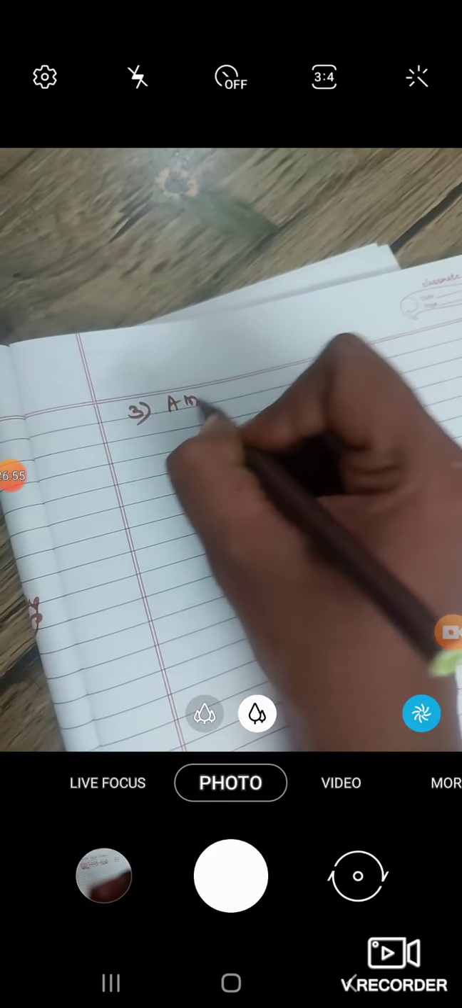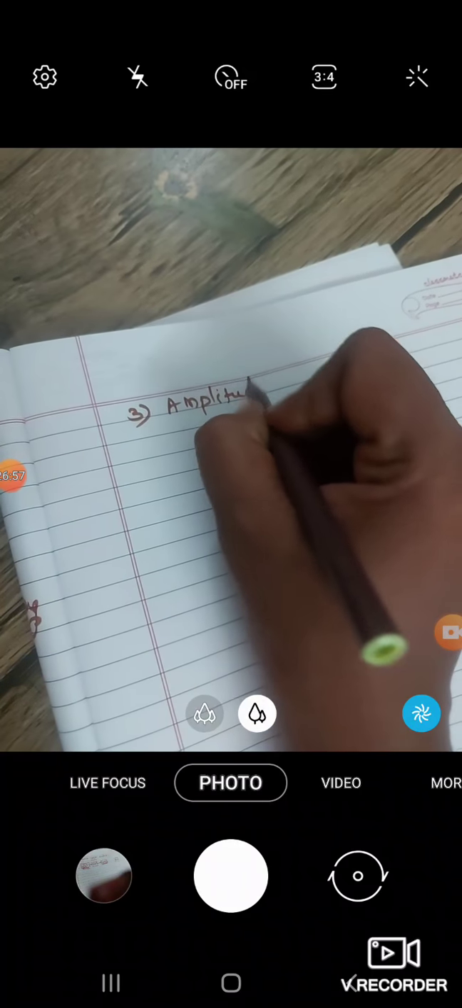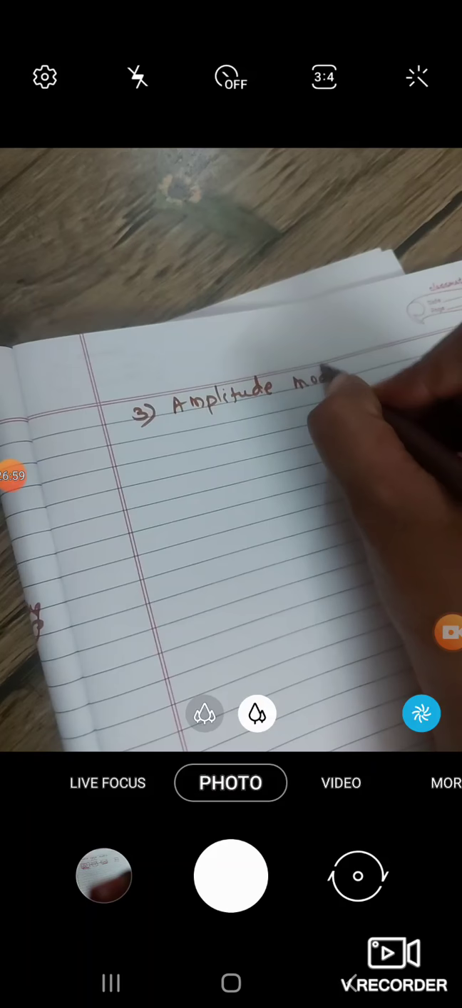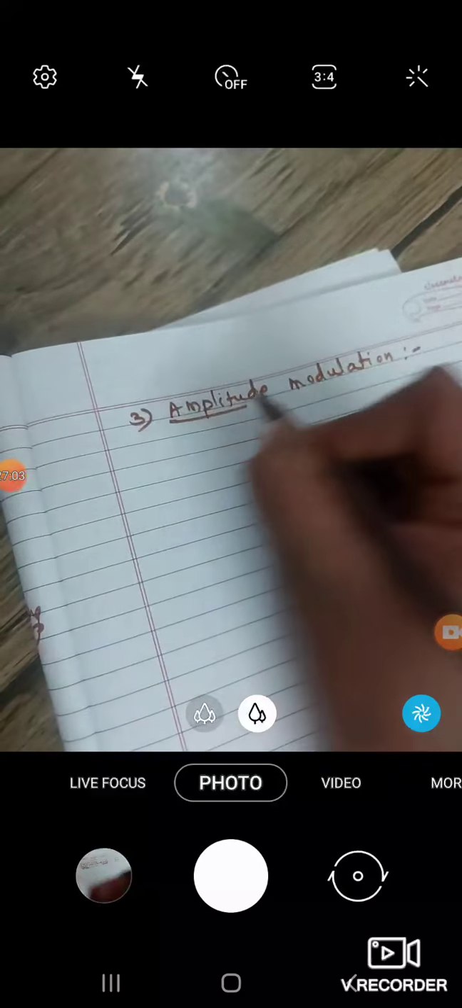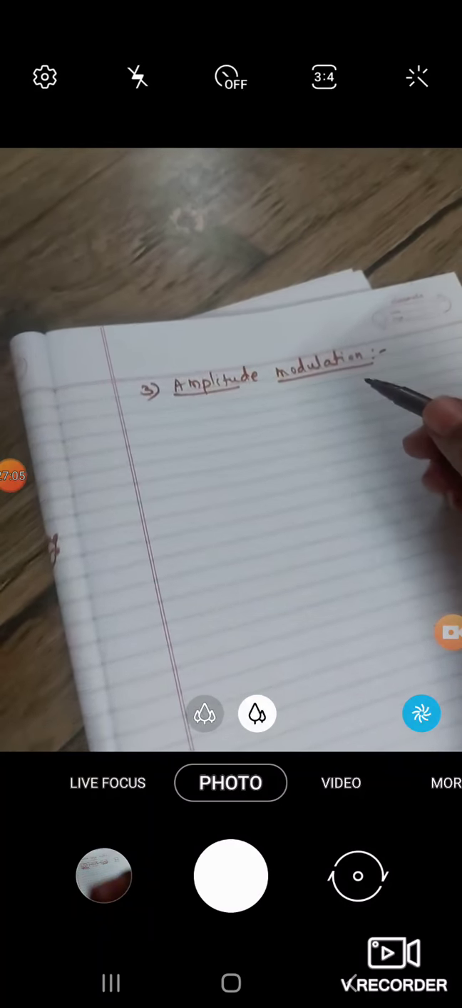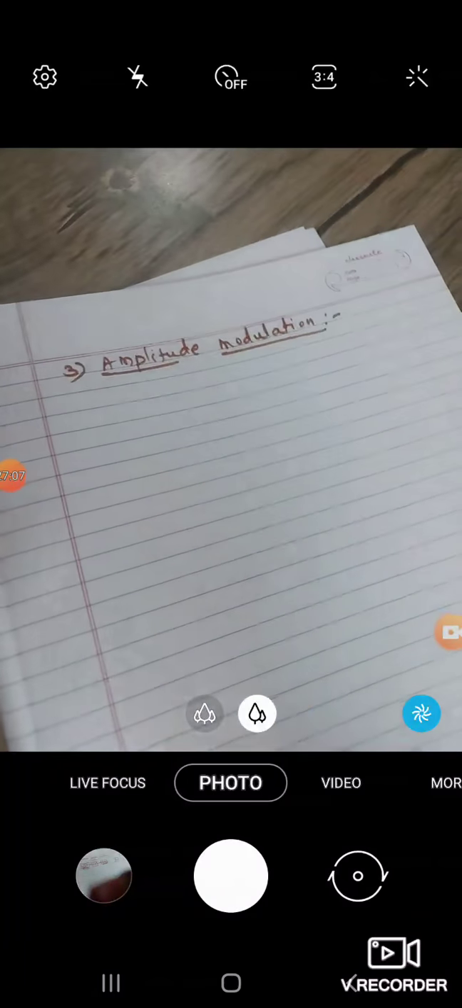Now, what is the third type of modulation? In basic analog modulations, that is very important, that is amplitude modulation. So today at least the basic point we will understand, and in the next lecture we will study the three cases of amplitude modulated signals.